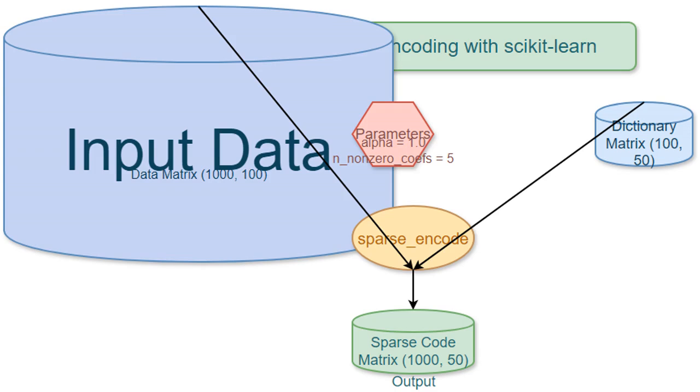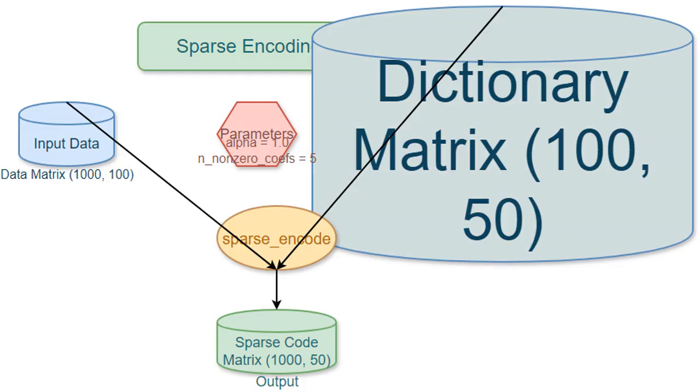We have 1,000 data points, each described by 100 features. I think of this as a big spreadsheet with 1,000 rows and 100 columns. This is a matrix with 100 rows and 50 columns. It represents a set of 50 features that we can use to represent the original 100 features in a more concise way. Each column is a new building block or atom.